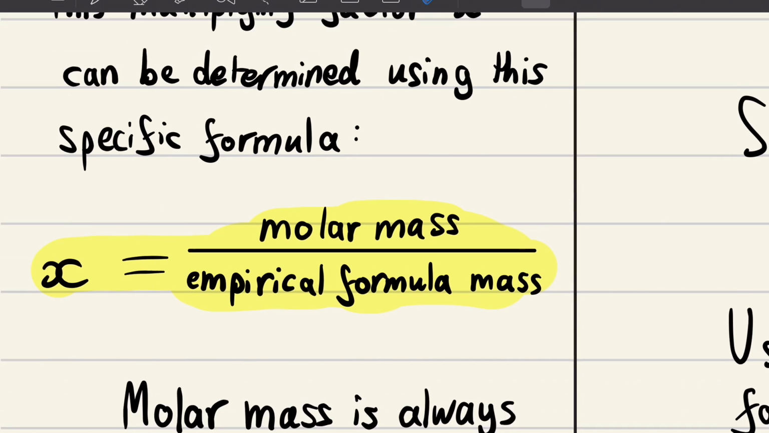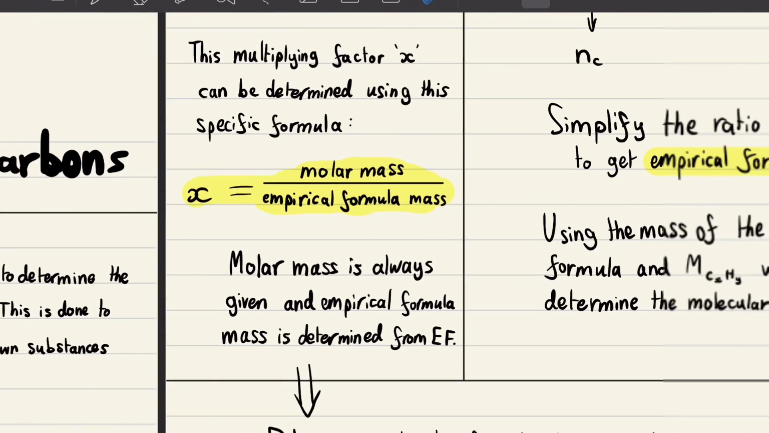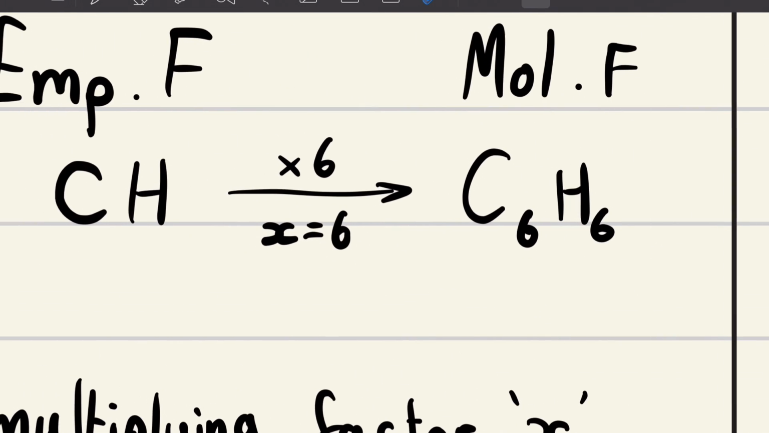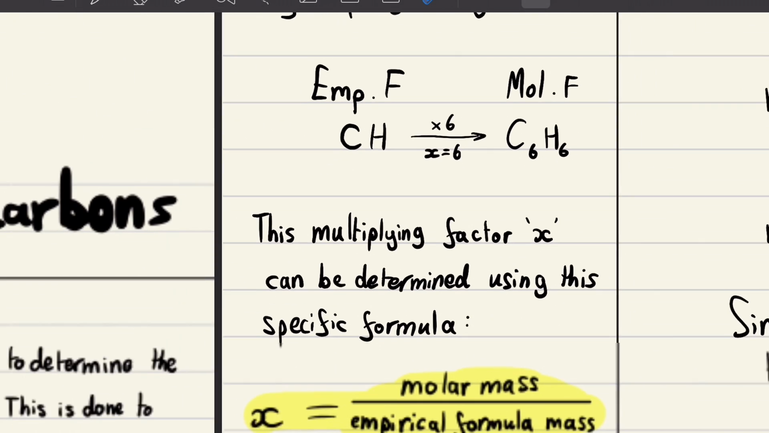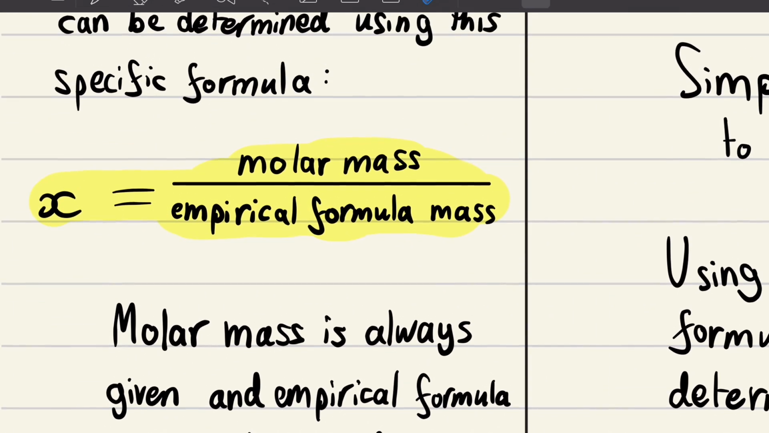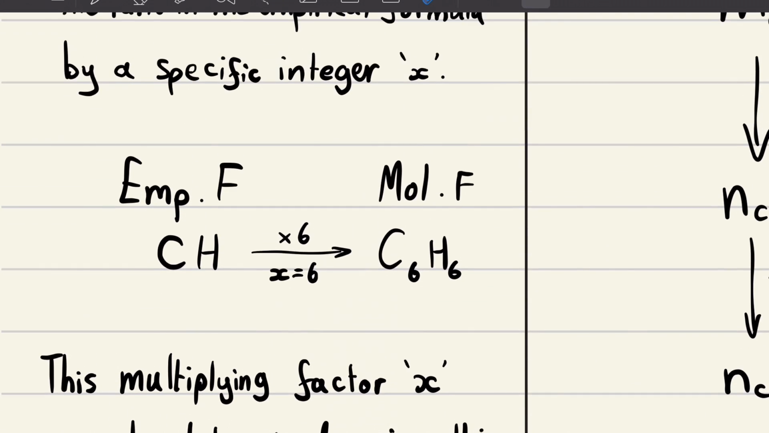Empirical formula mass. The empirical formula mass is just determined by, let's say the empirical formula is CH. The empirical formula mass is just the mass of one carbon plus one hydrogen, so that's 13.02. Now, the molar mass is always given in an exam. And the empirical formula mass is determined from the EF, as we said before.